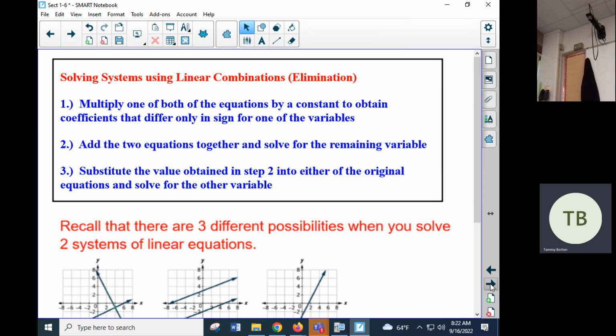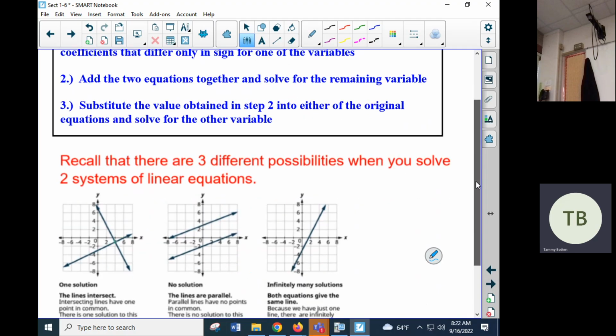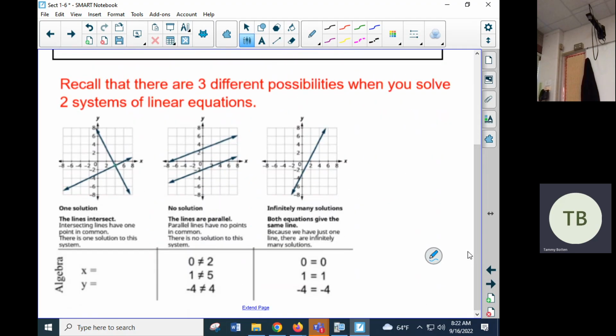So if I look at this one, the second way that I'm going to show you today, some books call it linear combinations. Some books call it elimination. Okay, so I'll go through the steps with you on the next page, but these are the actual rules. And then today, you can also have all 3 situations.